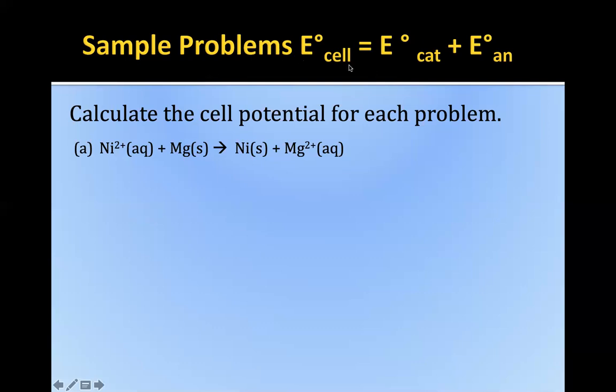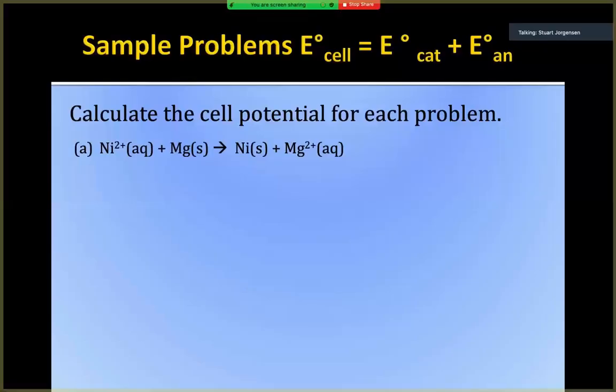So here we got our E naught cell. So we're saying what's the total cell potential? And that's gonna equal the cell potential of the cathode plus the cell potential of the anode. Kind of adding together how much we want to gain and lose these electrons. Now, the tricky part here is kind of watching the sign.